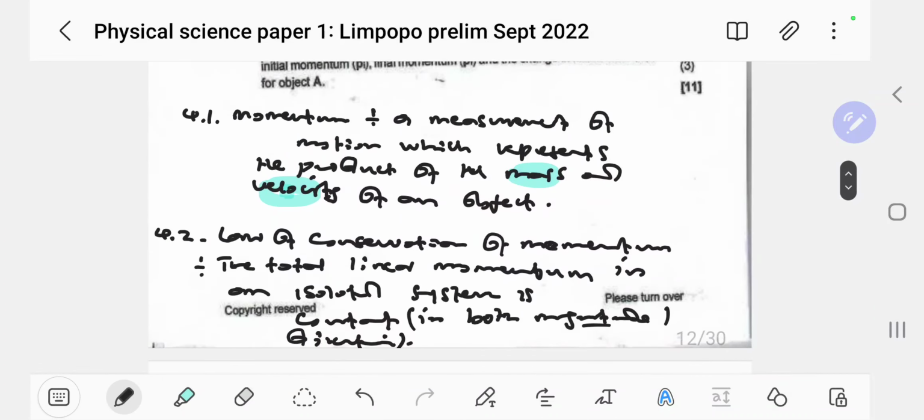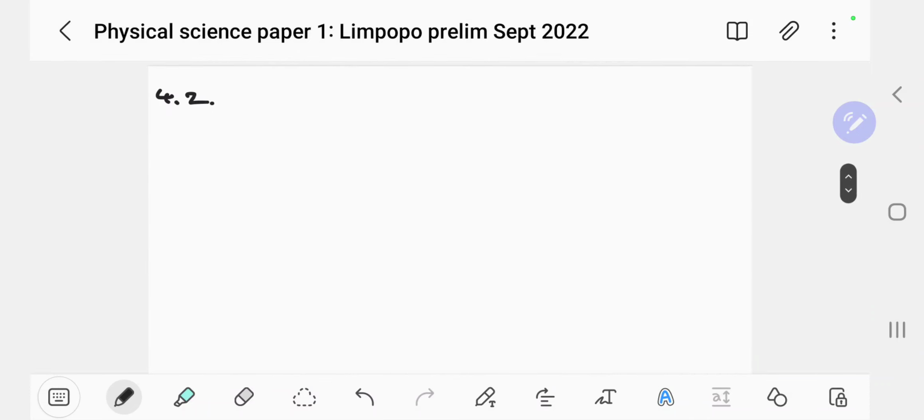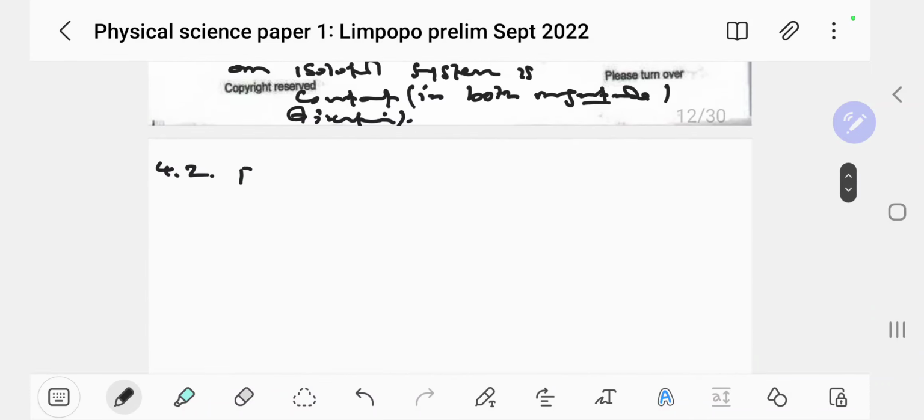Now it says, show by means of a suitable calculation that the ratio of the masses of the two objects, MA is to MB, is this ratio right there. They're giving us exactly the format of our ratio. So this is easy. Once we get to the story here, we know what to do. All we know is that P before is equal to P after. Start there.